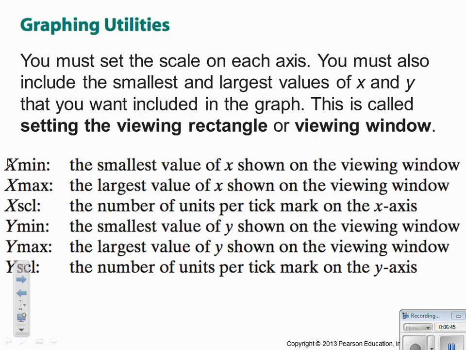So these ones, I am actually not going to have you write this down because it's pretty inherent. X min is the minimum X value you're going to have. X max is the maximum X value that's going to be displayed. Your scale is what it's going to count by. If you care about from negative 1,000 to positive 1,000, you don't want to count by ones. So you want to think about, maybe I'll count by a hundred or by 500. You want to make sure your scale matches your numeric values so you can see the detail that you're desiring in your problem. You can access this by pressing the window button on your graphing calculator.